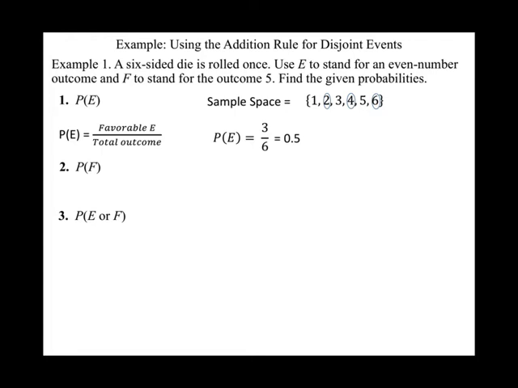Okay, number 2, probability of F, and F stands for the outcome 5, right? So again, we will have the same sample space, 1, 2, 3, 4, 5, 6. And then the outcome 5, which is gonna be here. So we're gonna use the same formula, favorable F over the total outcome. So favorable F, this is gonna be 5, right? So I only have a 1, 5 out of 6 outcomes.